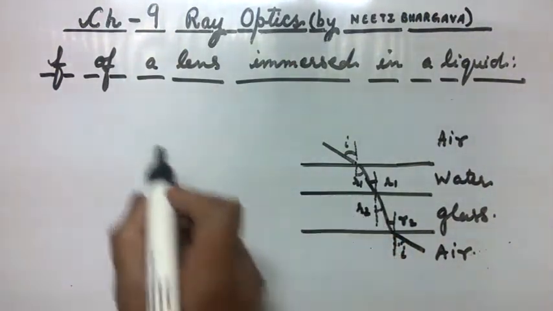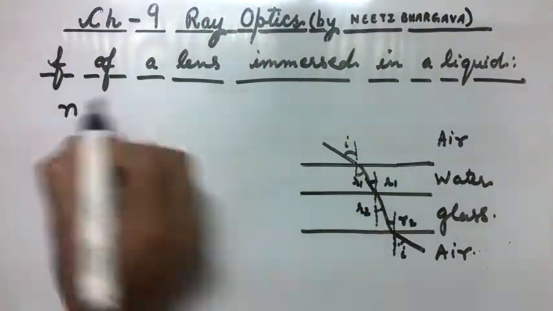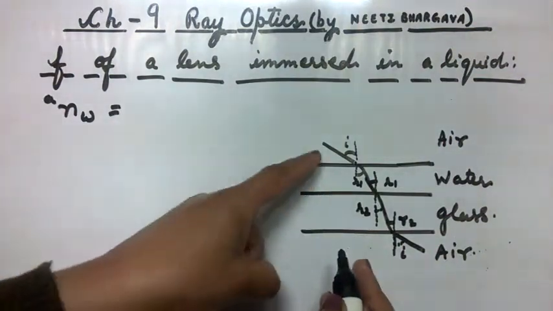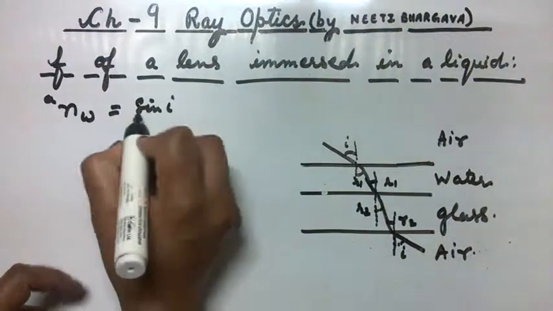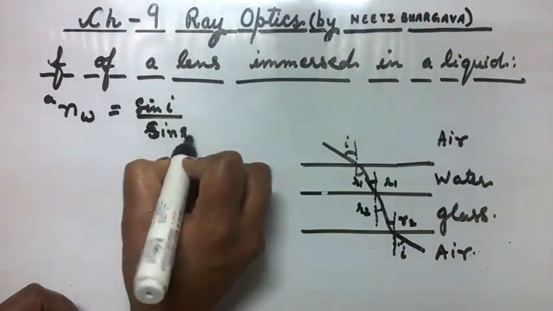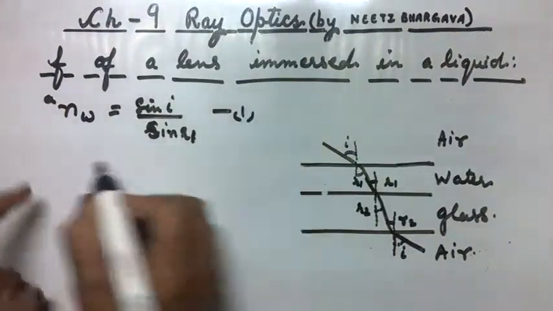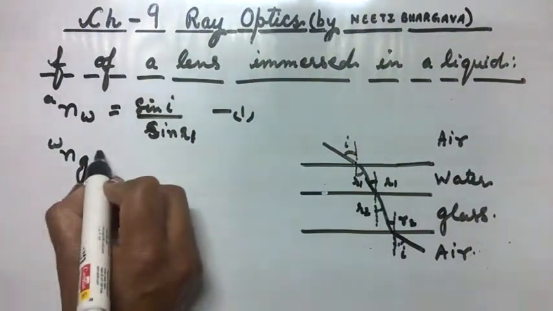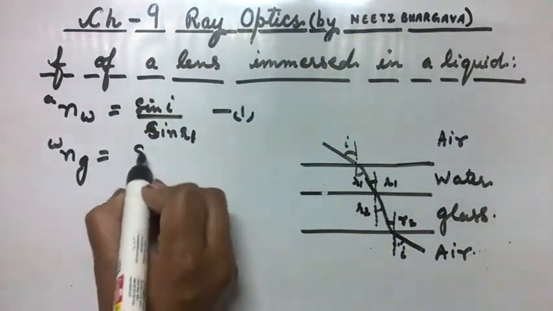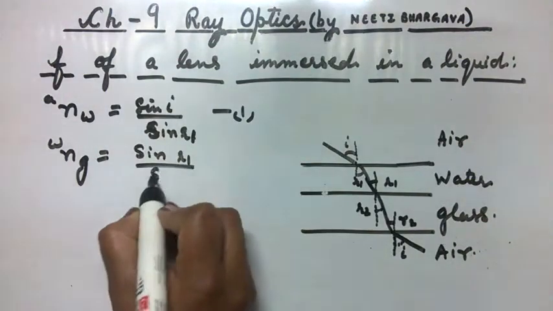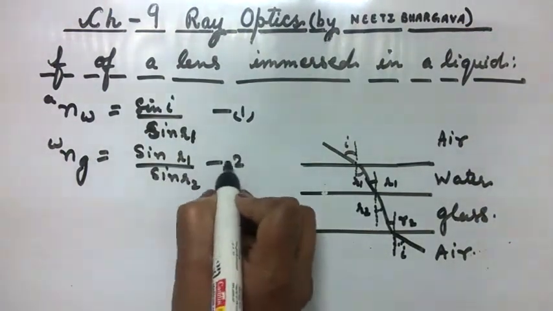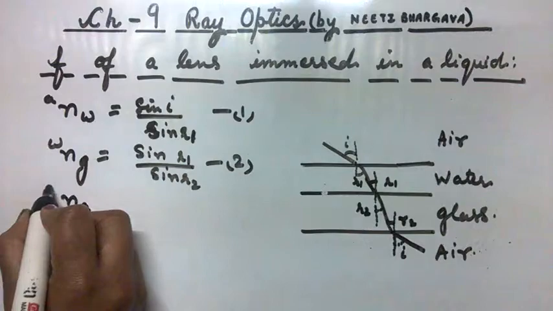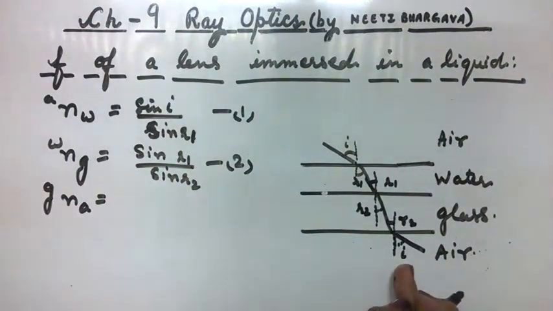So by Snell's law we know that the refractive index of water with respect to air is sin I upon sin R1. Give it equation number 1. And the refractive index of glass with respect to water is sin R1 upon sin R2. This is equation number 2. And the refractive index of air with respect to glass is sin I upon sin R2.